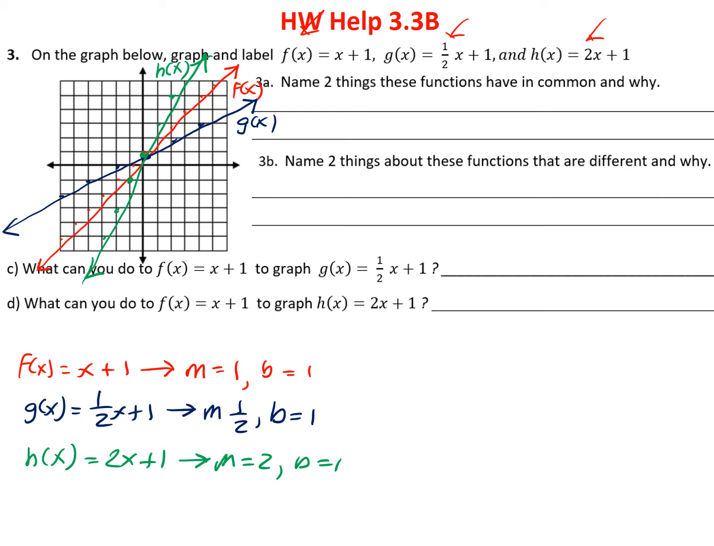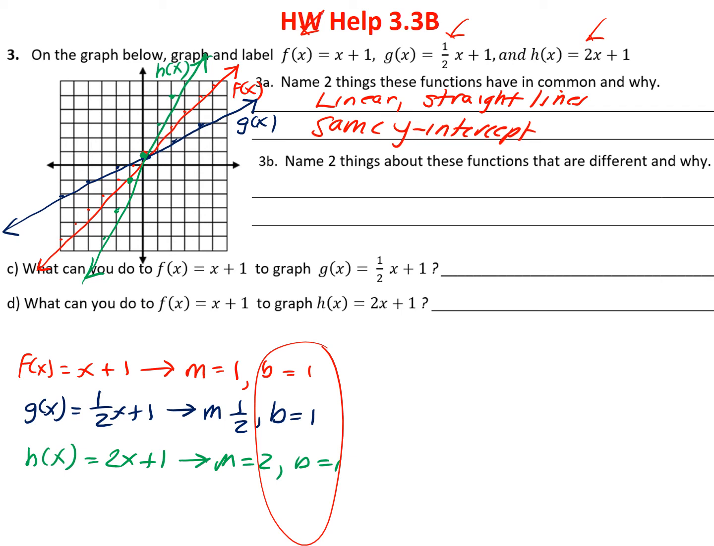Now the questions. Name 2 things these functions have in common and why. Okay. First of all, they're all linear again. That is, they're all straight lines. They have an x term. And they have the same y-intercept. They all have an intercept of b equals 1. What's different about them is they have a different slope, which defines their steepness, you might say, how steep the line is, okay? And then at the same time, you will notice that they end up with different x-intercepts. Because of the different slope, where they cross the x-axis is at different points.